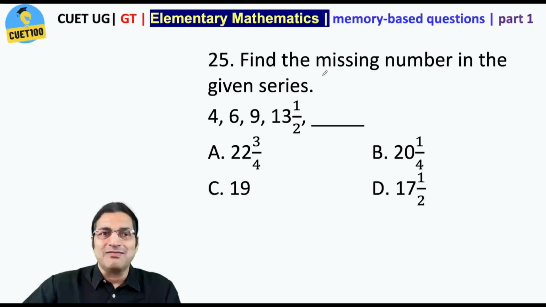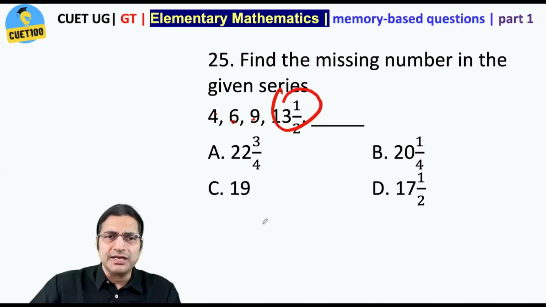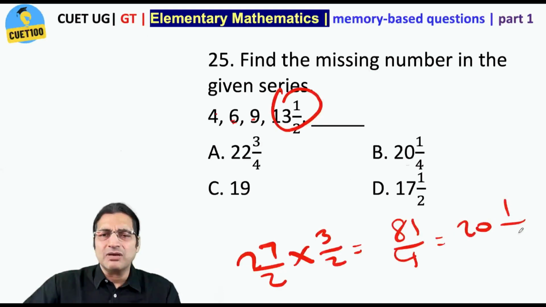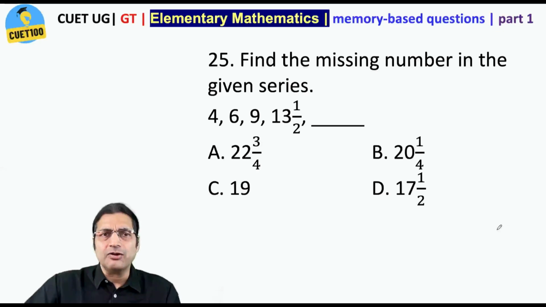Okay, find the missing number in the given series. 4, 1.5 times of 4 is 6, 1.5 times of 6 is 9, and 1.5 times 9 is 13.5. So, your answer would be, this is 13 into 2 plus 1 by 2, 27 by 2, right. 1.5 times this number, that is 81 by 4. This is your answer. There cannot be a question easier than this, right?